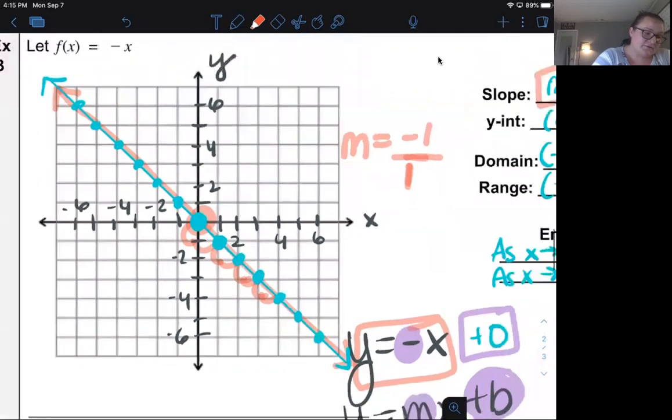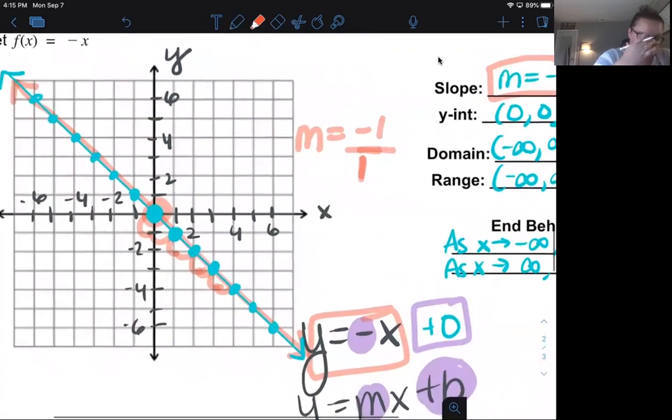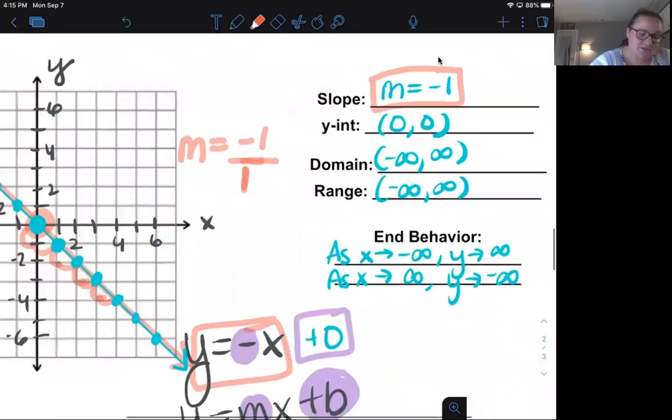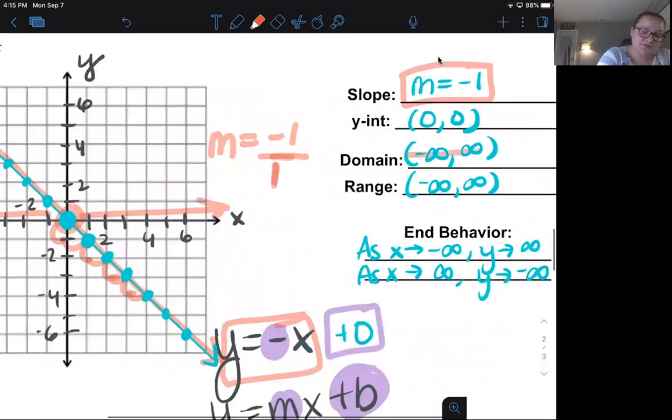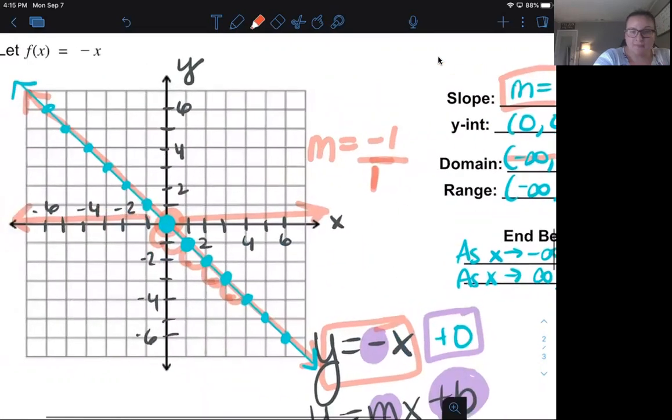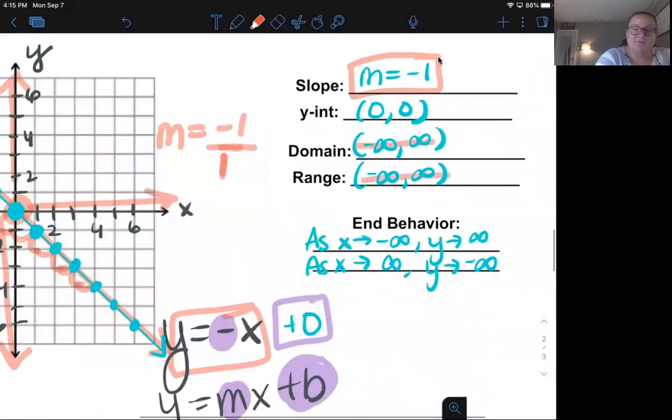From there, I was able to identify my domain. I noticed that my x values extend to the left and to the right forever, so my domain includes -infinity to +infinity. For my range, I noticed that my graph extends in the negative y value forever and the positive y value forever. So I have -infinity to +infinity.